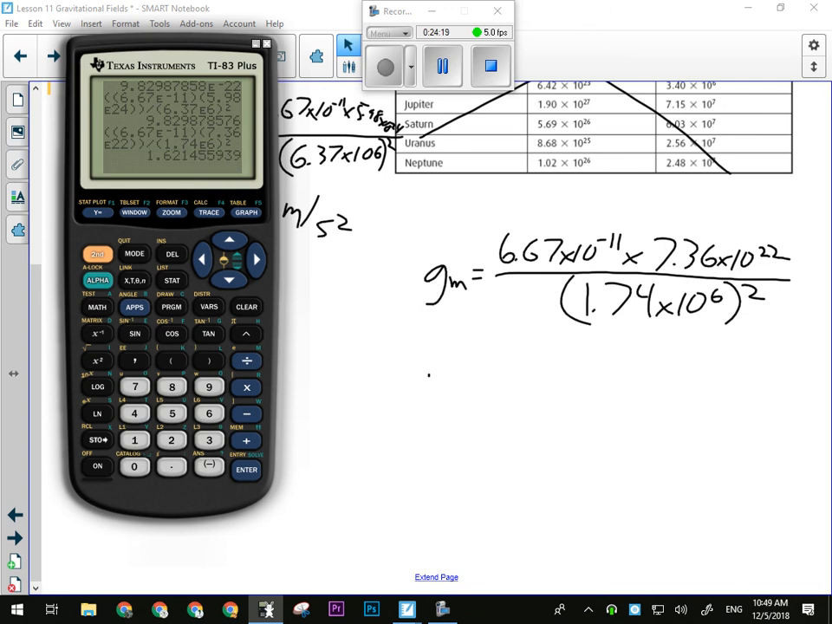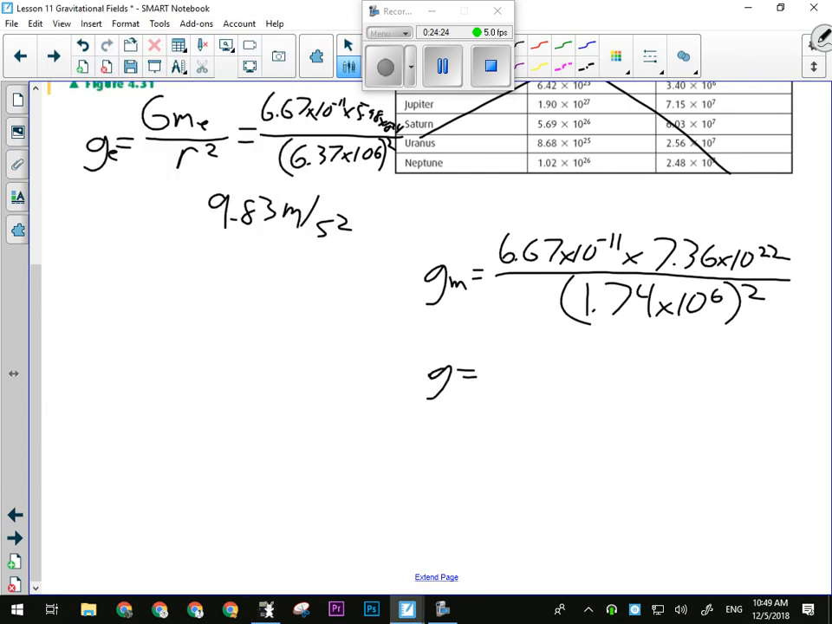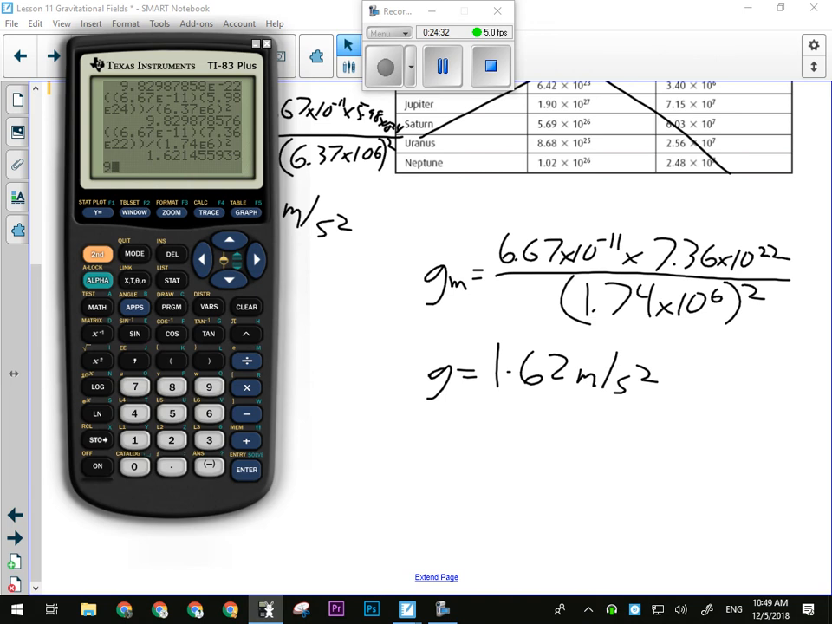So I'm getting 1.62 meters per second squared for the gravitational acceleration there. And then they wanted us to calculate the ratio between them, so 9.83 divided by 1.62, about 6.1 times. So you weigh about 1/6 on the moon what you would on the Earth. Everyone follow how we use that formula? It's a lot like the force of gravity formula, except we have one less mass in it.